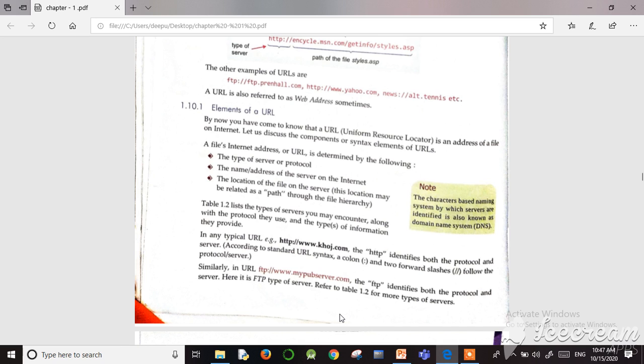Elements of a URL. We already saw that the elements of a URL are the type of server, then the address of the server, then the path of the file. So here the file's internet address, or URL, is determined by the following: first, the type of server or protocol, then the name and address of the server, then the location of the file on the server. It is also called the path.